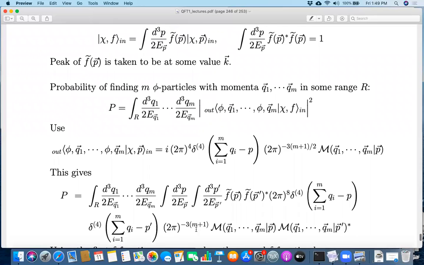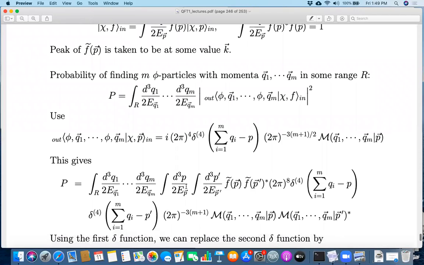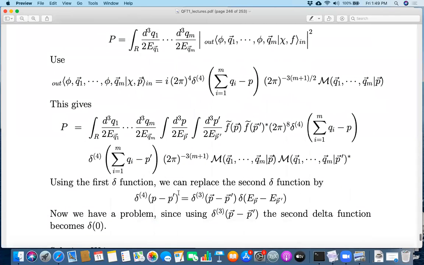Is this clear so far? Okay, so now we proceed as yesterday. Namely, we use this first delta function to replace the sum over qi by p in the second delta function and see what we get. So what we get is delta 4 of p minus p prime. Delta 4 of p minus p prime is, of course, delta cube of p minus p prime, which is the usual momentum delta function, and then delta of p0 minus p0 prime.